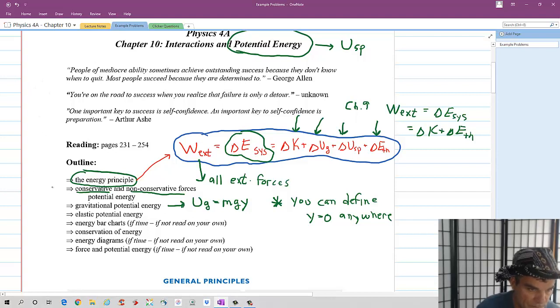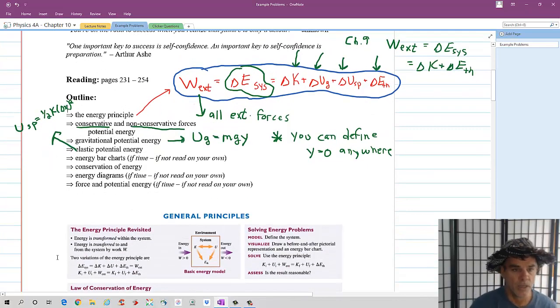Elastic potential energy is the energy a spring has when it's stretched or compressed. And that equation we'll see is 1/2 k times delta x squared. Let me write that again. Elastic potential energy, the equation is 1/2 k, where k is the spring constant, times delta x squared.